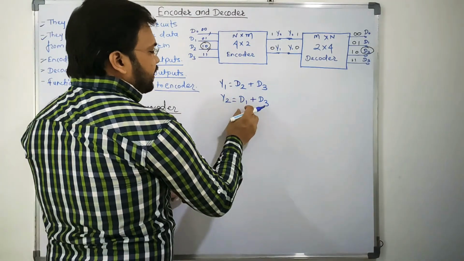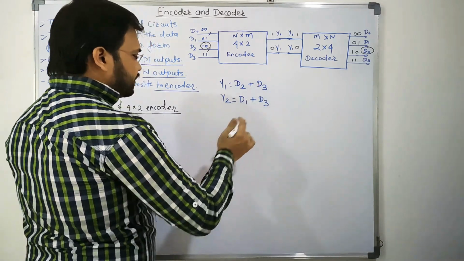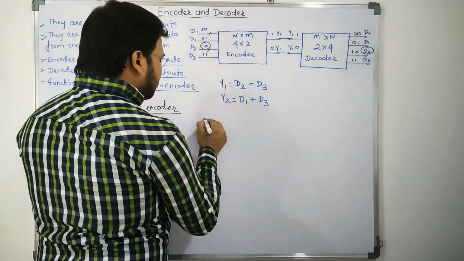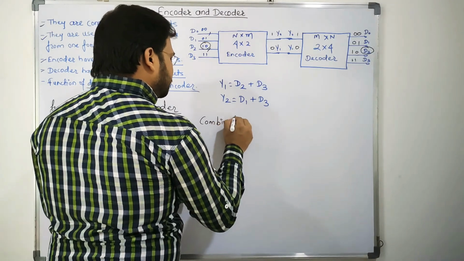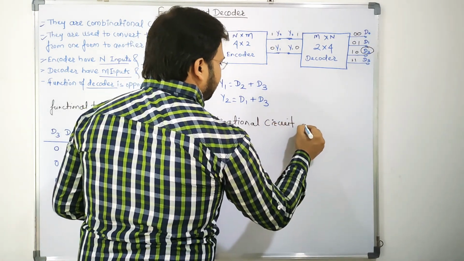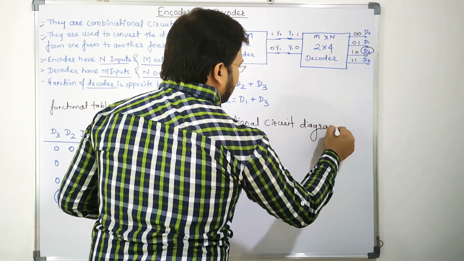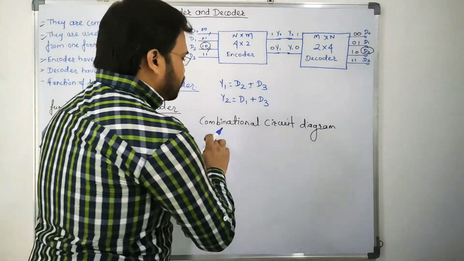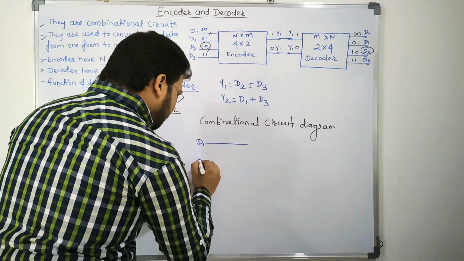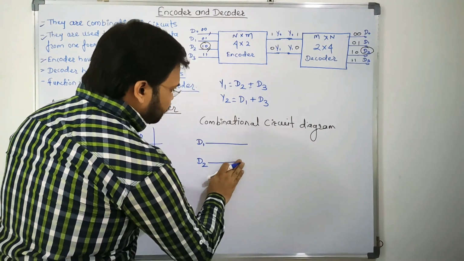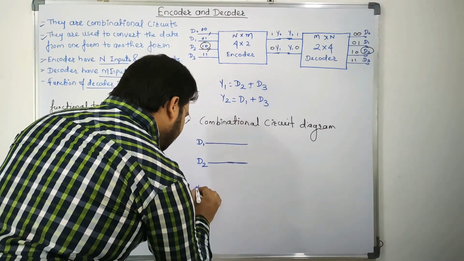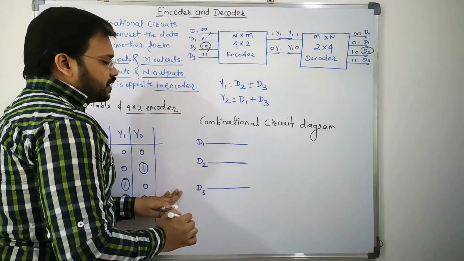Now, as the data lines we are having are D1, D2 and D3, we have to just draw the combinational circuit diagram for this. So the input lines: D1 as an input line, D2 as an input line, and next D3. So here we have three input lines.